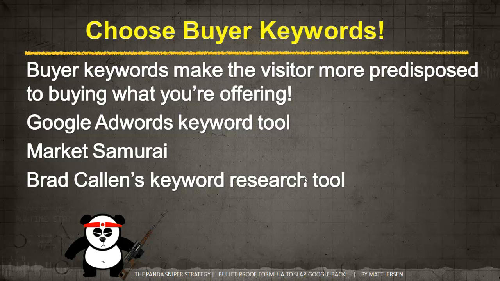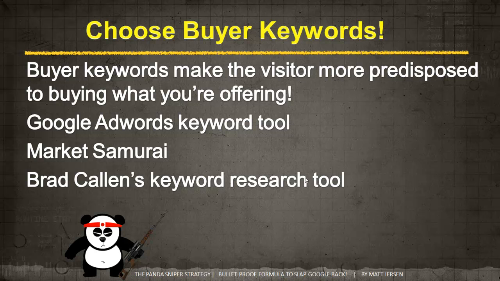So let's get into what I have to offer here, talking about traffic. And first thing we're going to talk about is buyer keywords. So buyer keywords, when you hear people talk about them, they're basically the keywords that you're going to want to use to make the visitor more predisposed to buying what you're offering. So obviously, instead of looking up something like 36-inch LED TV, if you looked up buy 36-inch LED TV, that's definitely a better keyword to go after, because it's telling you that the person that types that into Google or another search engine is going to be more predisposed to buy.